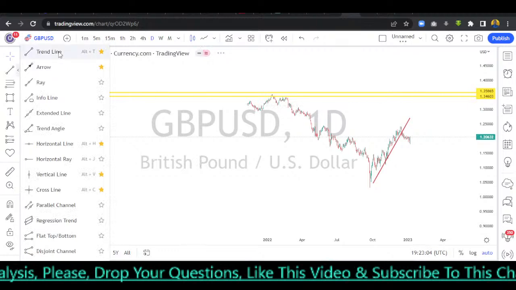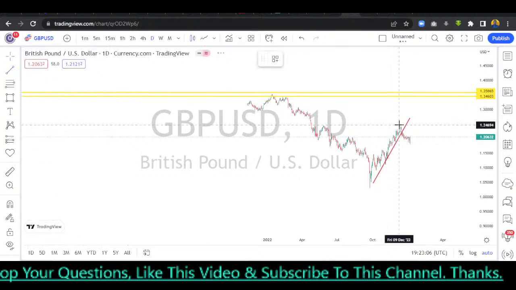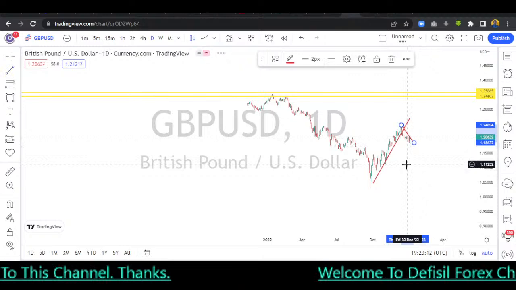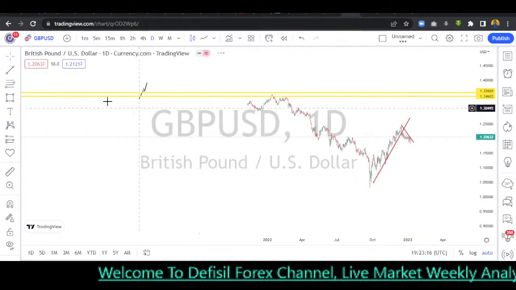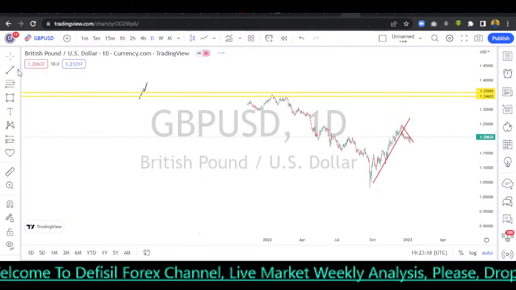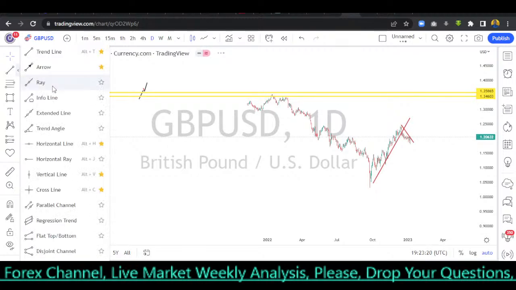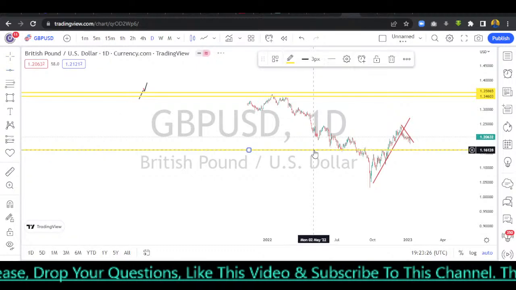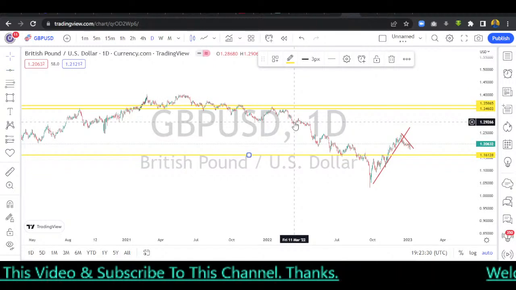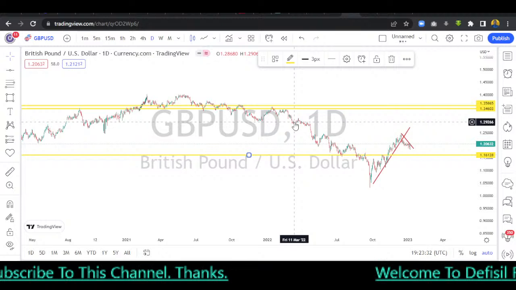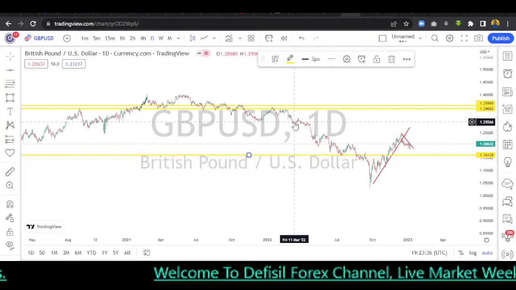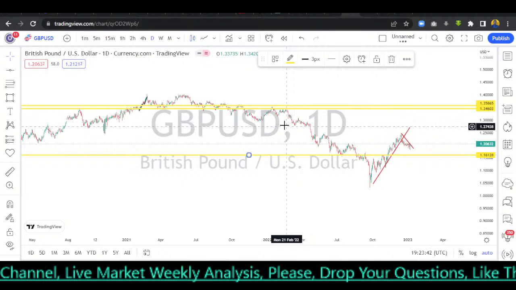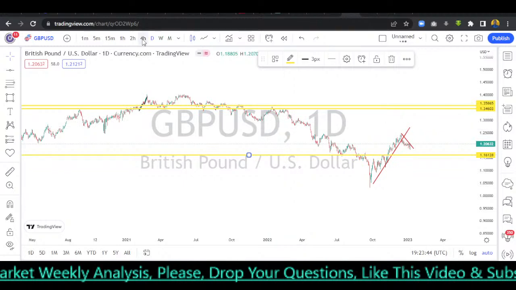Let's look for areas of support and resistance. Okay, let's place a horizontal line at this level, which will serve as a support and also as resistance on the reverse if it happens like that. Okay, then let's go to the 4-hour chart.